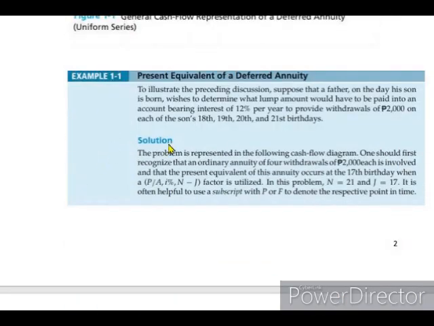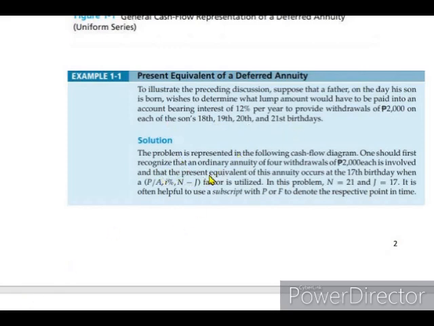For example, Example 1-1, the present equivalent of a deferred annuity. To illustrate the preceding discussion, suppose that a father, on the day his son is born, wishes to determine what lump sum would have to be paid into an account bearing interest of 12% per year to provide withdrawals of 2,000 pesos on each of the son's 18th, 19th, 20th, and 21st birthdays. So, yung tatay gusto niyang malaman kung ano yung present amount na kapag napanganak yung anak niya, tapos tumungtong ng edad na 18 hanggang 21, dapat maka-withdraw siya ng 2,000 para sa 18, 19, 20, hanggang 21 kada isa.